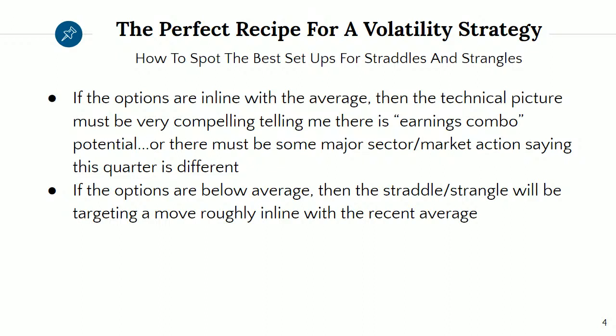Now, if the options are below average, so if they're priced underneath what it's averaged the last 2, 3, 4 quarters, then what I'm looking at is possibly a straddle or a strangle that's going to be a targeted move roughly in line with the average. The next example I show you will illustrate what I mean by this second one, but essentially, if it's below the 2, 3, 4 quarter average, then the straddle or strangle may be targeting a move equal to that average.